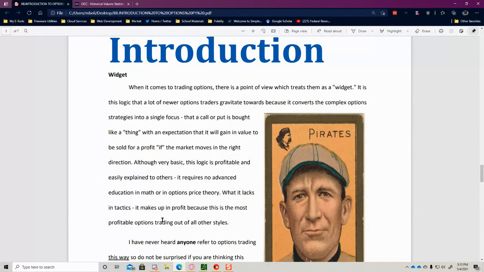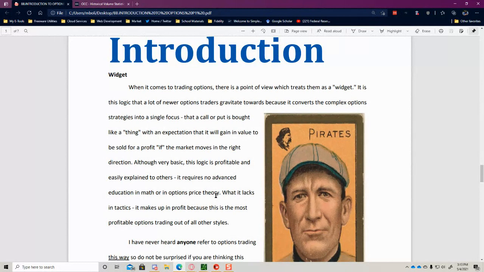I like to use the analogy of baseball cards or Pokemon cards, right? You buy a card, you sell a card. Some cards get more valuable than others. But those cards or cars or rocks or whatever it is, it's not with some focus on where we will be at expiration, right?